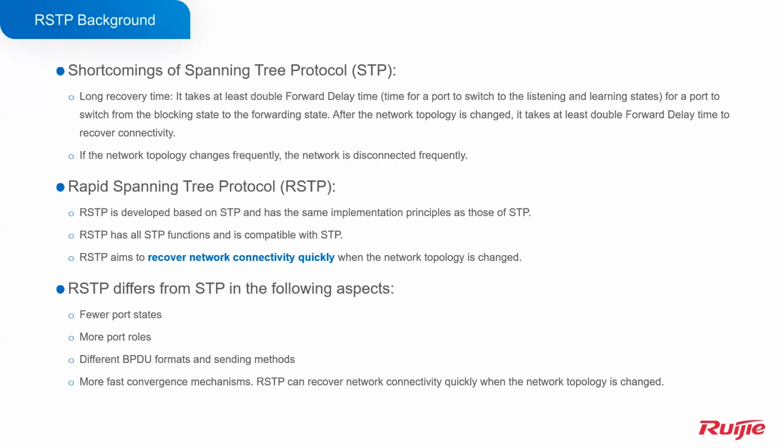The STP has some shortcomings. The first is a long recovery time. It takes at least 30 seconds, or at least double the forward delay time, for ports to switch from the blocking state to the forwarding state. After the network topology is changed, it takes such a long time to recover. If the network topology changes frequently, the network is disconnected frequently.